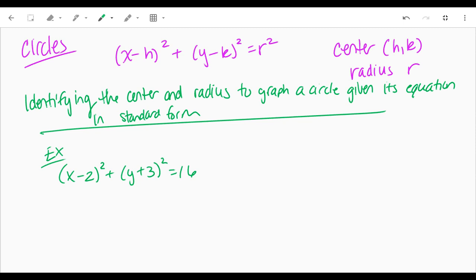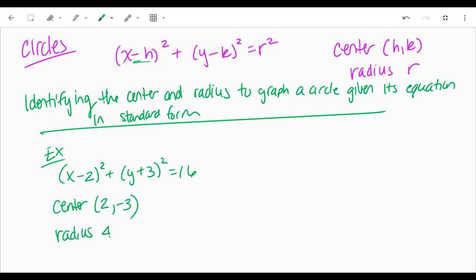You are going to have to use your graphing tools in Alex to draw these, but we can figure out the center. Remember, the equation has subtraction in it. So our center is at positive 2, negative 3. And then our radius is 4.